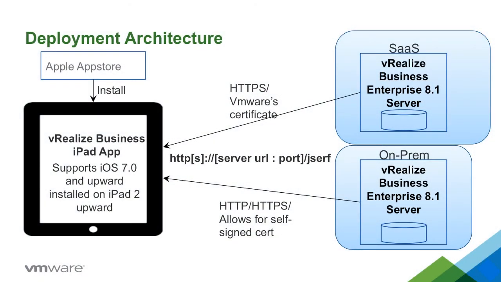You can see here how the iPad app is deployed. You download the app for free from the App Store, then enter a URL together with your credentials in order to access an instance of vRealize Business Advanced. It doesn't make any difference whether vRealize Business Advanced is installed on-prem or in a VMware hosted SaaS environment, as the iPad app should be able to access either one.